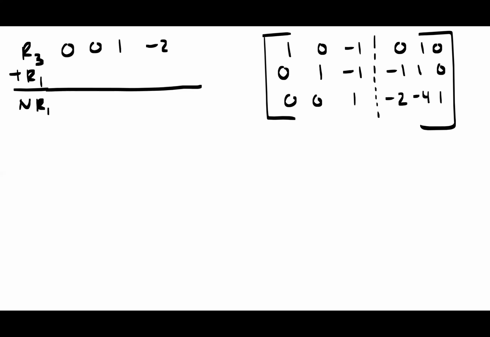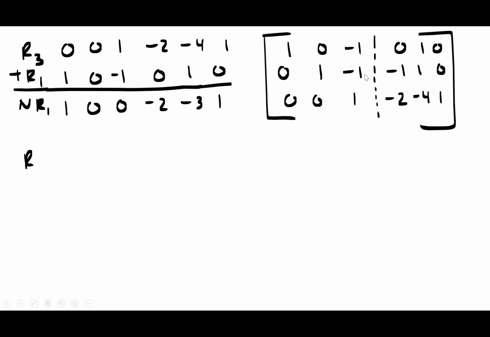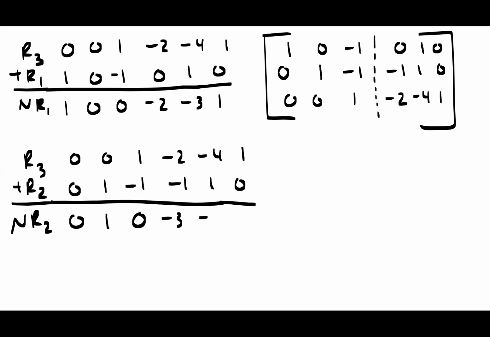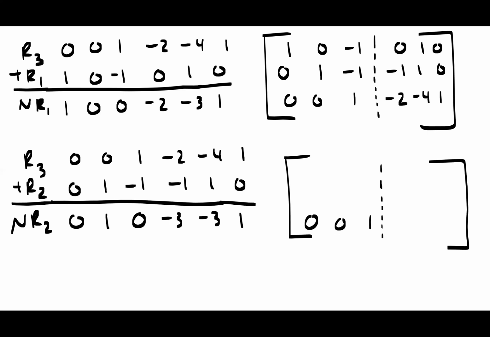So 0, 0, 1, -2, -4, 1. I'm going to add it with 1, 0, -1, 0, 1, 0, and we get ourselves -2, -3, 1. Cool. Okay, that's row 3 and row 1. Now I need row 3 and row 2. So row 3 plus row 2 makes a new row 2. 0, 0, 1, -2, -4, 1 with 0, 1, -1, -1, 1, 0. Add them up. And voila, I have a little answer that hopefully you guys got the same thing.